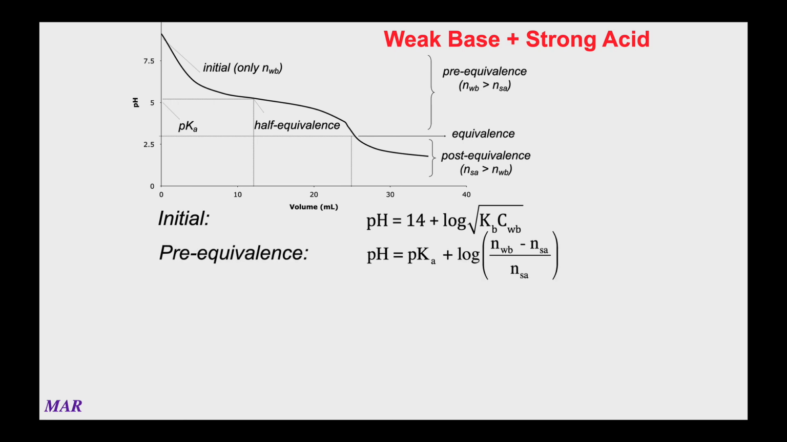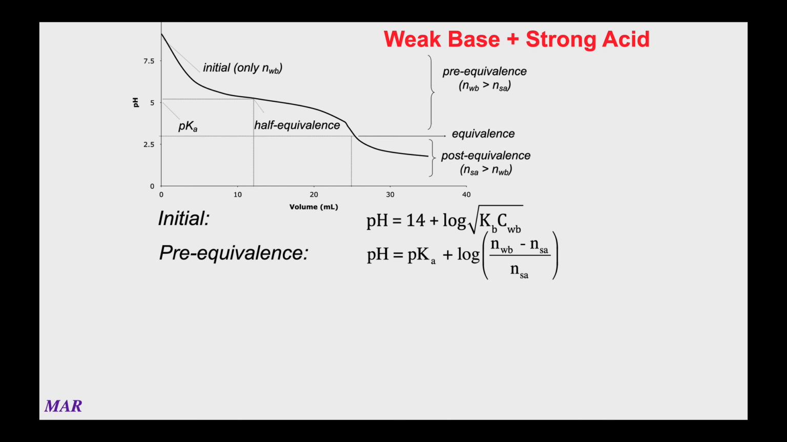Now, in the pre-equivalence region, we're going to use pH equals pKa plus log, and we're also going to use a variant of Henderson-Hasselbalch. In the Henderson-Hasselbalch, when you add a strong acid, it was NWB minus NSA on top, and in the bottom, you had NWA plus NSA. In a lab like this, in a titration, you don't have any NWA. You don't have any moles of weak acid that you start with. So you can just assume that's 0.